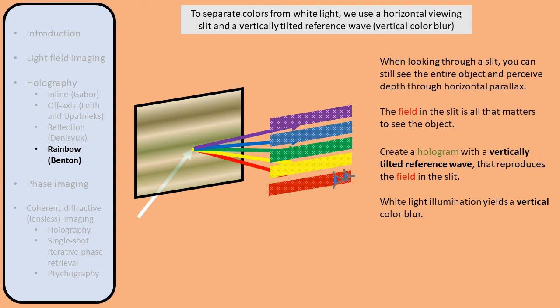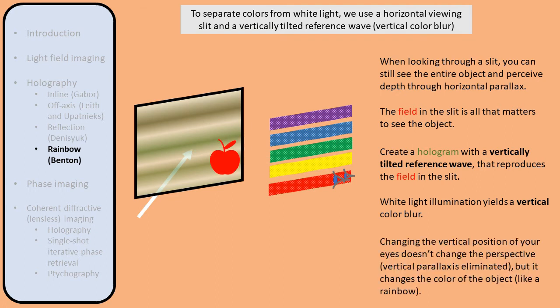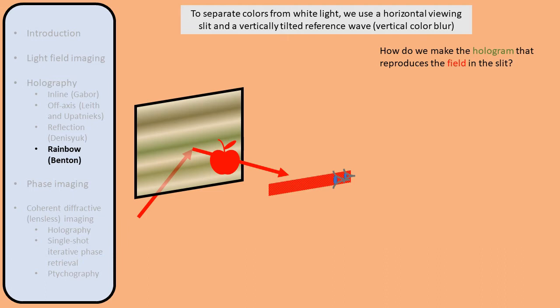So at a certain vertical position, we will see the scene in a certain color. If we change the vertical position of our eyes, we don't see the vertical perspective change, but we see the same scene in a different color. But how do we make the hologram that reproduces the field in the slit to begin with?